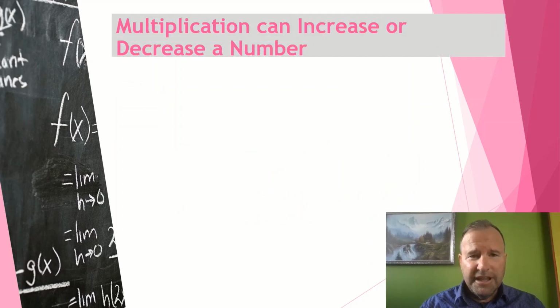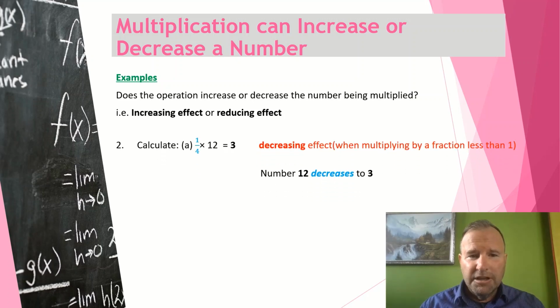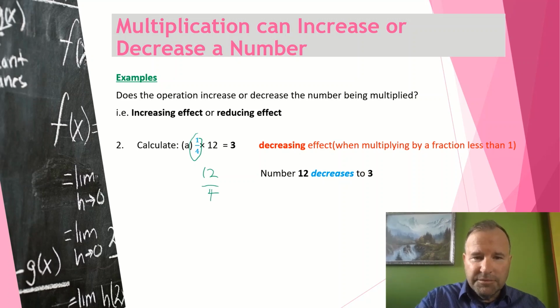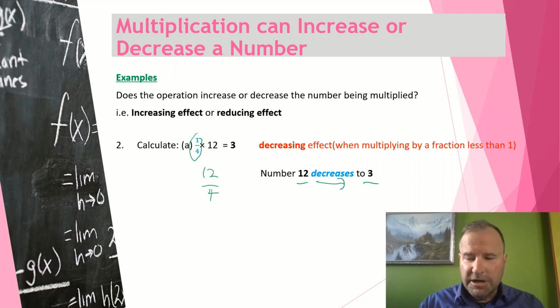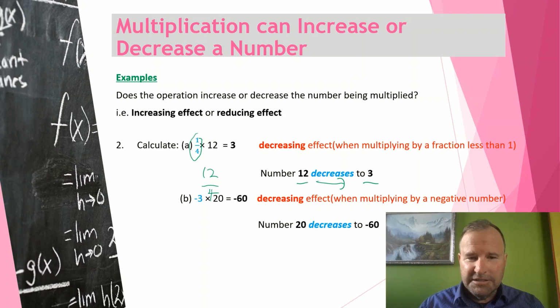Another example next. Multiplication can increase or decrease a number. We've got 1/4 times 12. It's a decreasing effect, multiplying by less than 1. Remember that's the same as saying 12 divided by 4, which gives us 3. So the number 12 decreases to 3 when we multiply by a fraction less than 1, in this case 1/4.